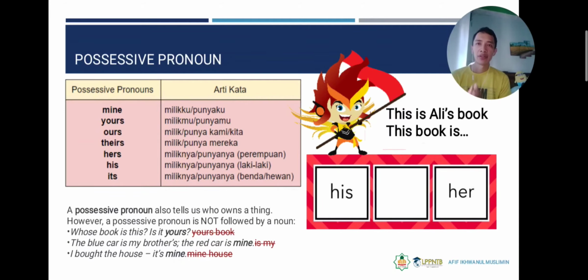Okay, so I have a challenge for you. For example, I have "This is Alice's book." Which one will you choose, his or her? Think about the gender. Because Alice is male, a man or boy, of course you can change "This is Alice's book" into "This book is his," not her.